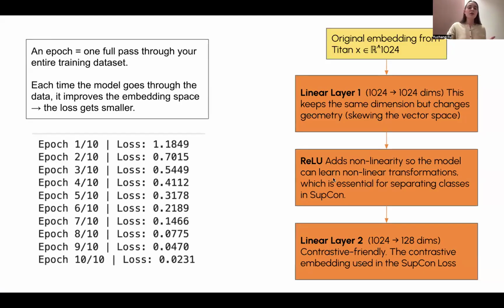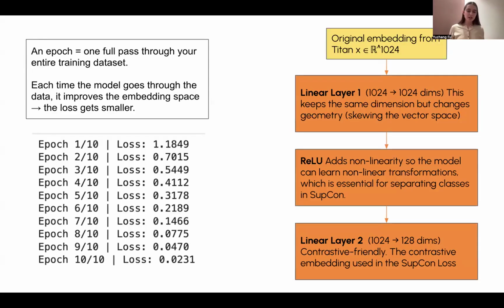And so once we applied these transformations, we wanted to train our model, and we did 10 epochs. One epoch is one full pass through the entire training data set. Each time the model goes through the data, it improves the embedding space. The idea is that the loss function gets closer and closer to zero. This is a mathematical property because the loss function is the negative logarithm of this ratio of what's similar and what's different in your embedding space. But the closer you are to zero, the better your model was trained.